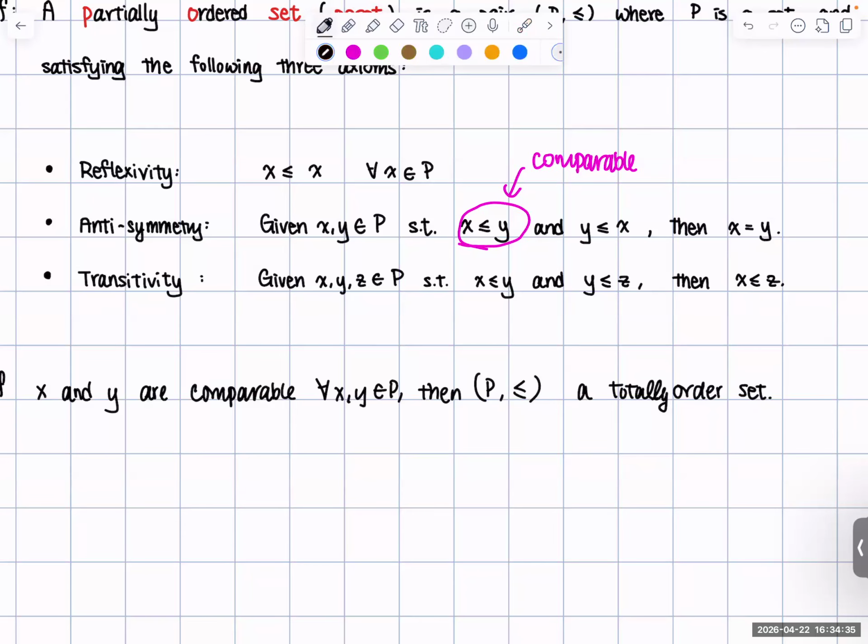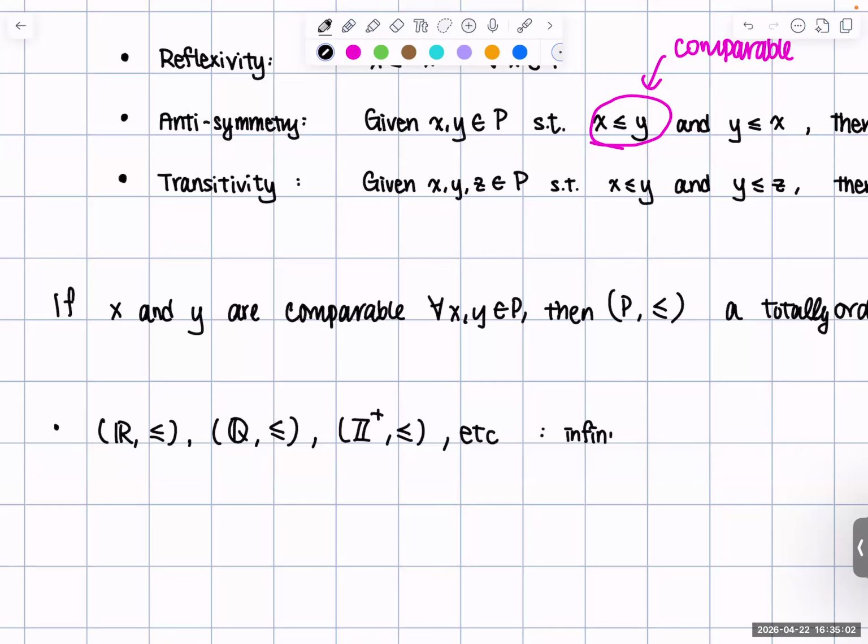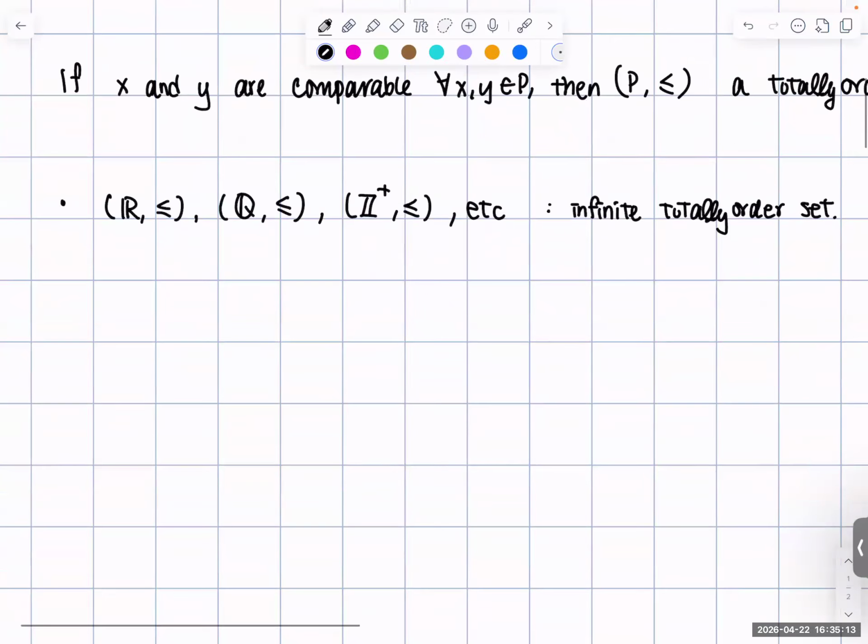For example, the real numbers: you can compare any two of them using our normal comparison, so this is a total order. You can also take the rational numbers, or the positive integers, etc. These are all totally ordered sets, and they are infinite.